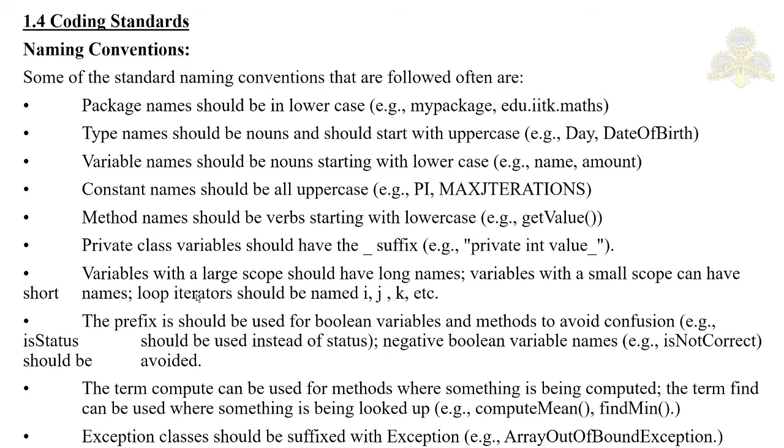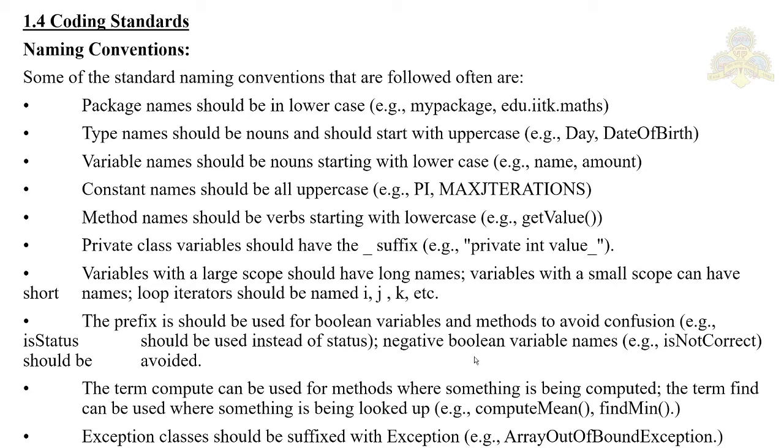Next, variables with a large scope should have long names, while variables with a small scope can have short names. Loop iterators should be i, j, k, etc. Next is the prefix "is". It should be used for boolean variables and methods to avoid confusion. So a boolean such as isStatus should be used instead of just status.